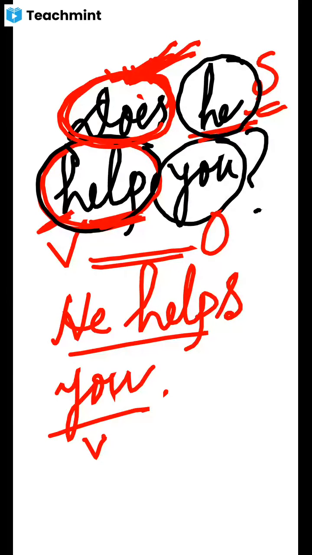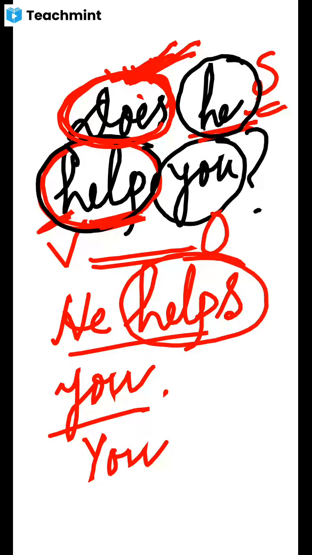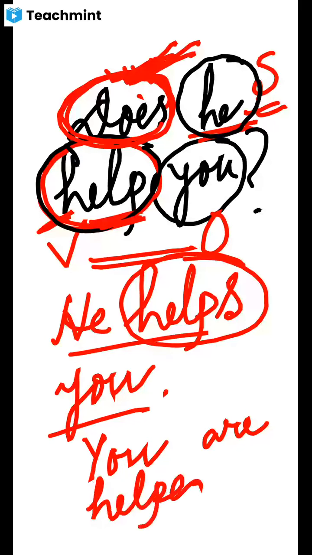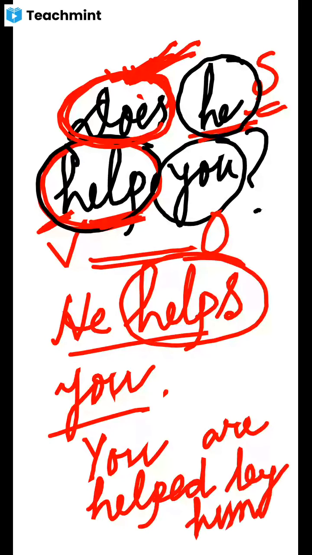With you, now what do we have to use? Because this is simple present tense, with you what do we have to use? You are, yes, very good. You are, then what do we have to write? Help. Yes, you are helped. You are helped by him. So this is the answer in assertive sentence. You are helped by him.